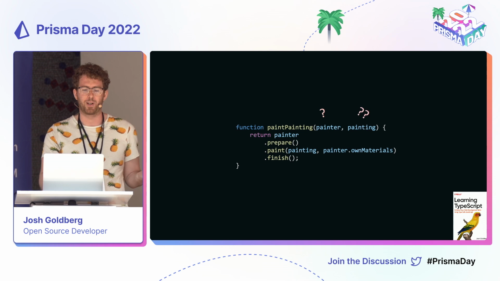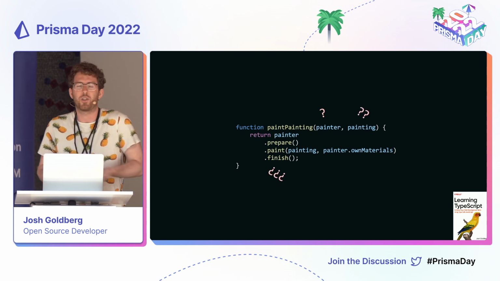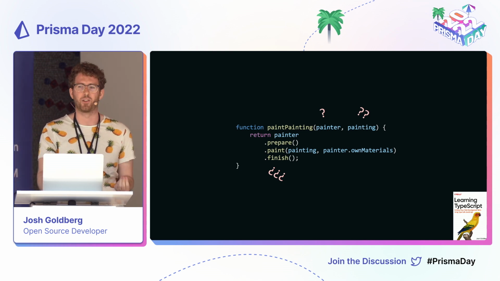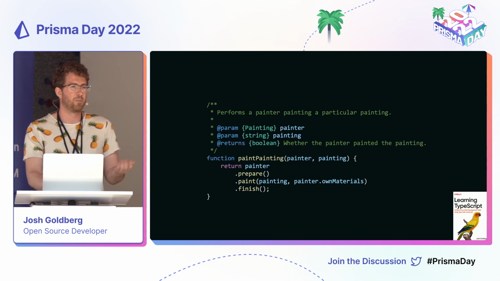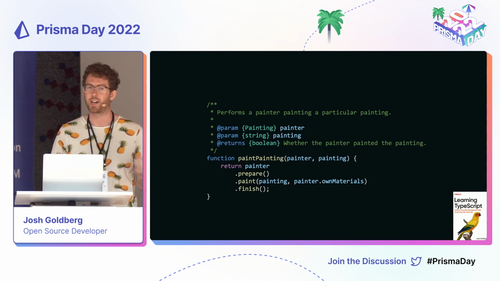What is painter? What is painting? What are these parameters? What is the result of .finish? There's no way of just looking at this code and knowing what it's supposed to do. You have no confidence in your code. And there is this community standard that sort of has a spec, kind of, called JSDoc, where you can write comments from your code.